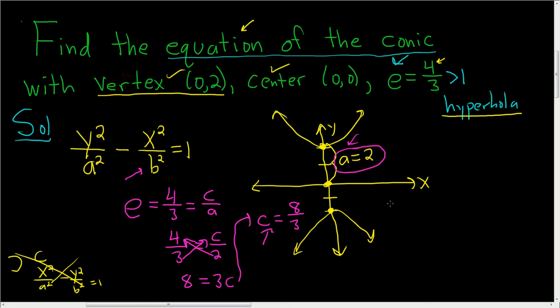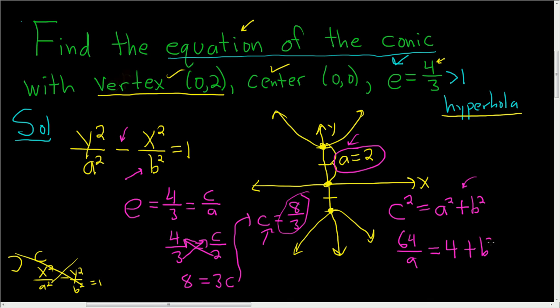We just have to find b. So now we're going to use a formula that relates a, b, and c. In a hyperbola, c squared is equal to a squared, and then to figure out the sign here, just look here, it's always the opposite. There's a minus sign here, so you put a plus sign here. If this was an ellipse, you'd have a plus sign here and a minus sign here. So just take the opposite. It's a super cheesy trick that always works. c is 8/3, so when we square that, we get 64 over 9. 8 squared is 64, 3 squared is 9. a is 2, so when we square that, we get 4, and then plus b squared.